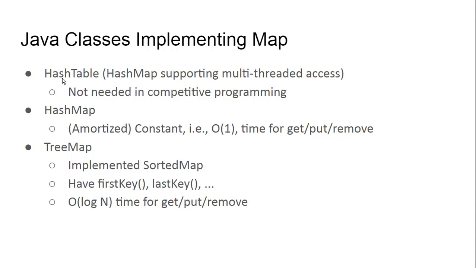Java has 3 classes implementing the map interface. Maybe there are others, but these are the 3 most common ones: hash table, hash map, and tree map. So we're not going to use hash table because it's essentially hash map with additional support for multi-threaded access, which will have additional performance overhead. In competitive programming, we generally don't have multi-threaded programs, so we don't need that synchronization support. So hash map has an amortized constant cost, and tree map has a log time cost.